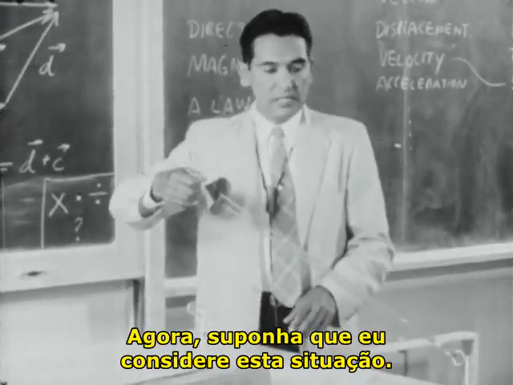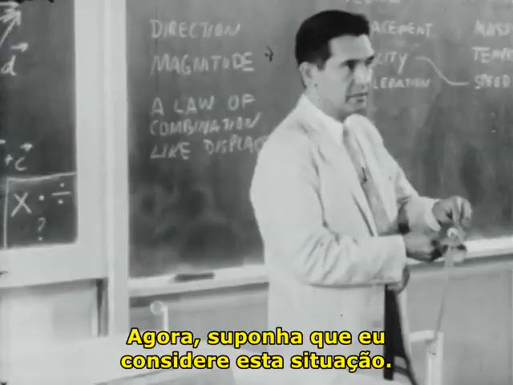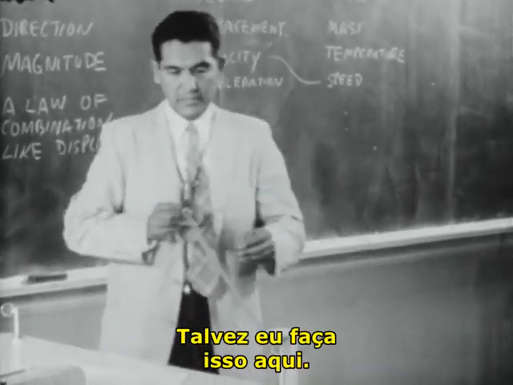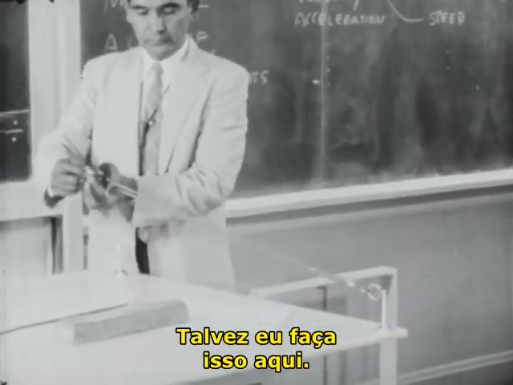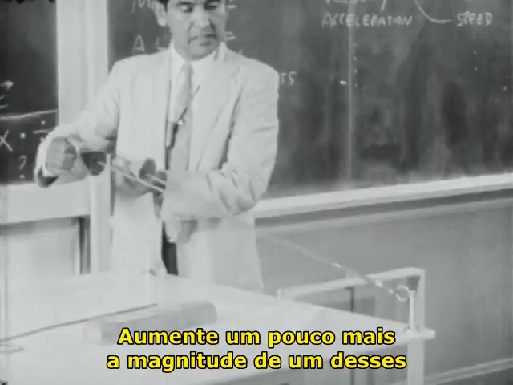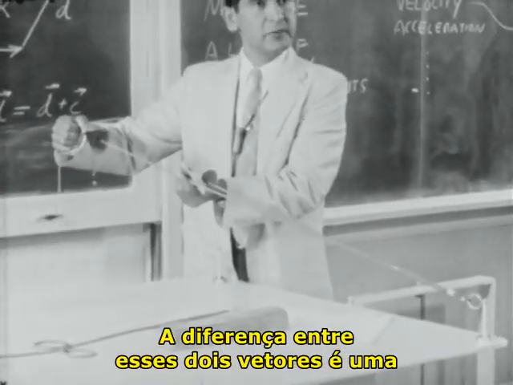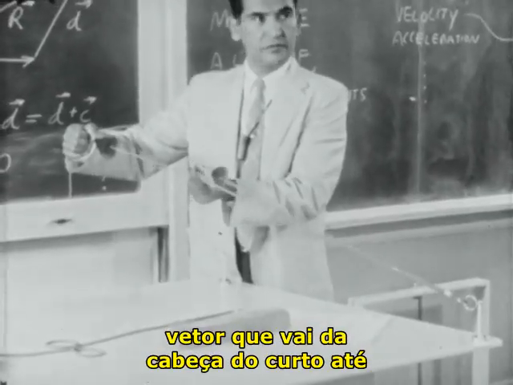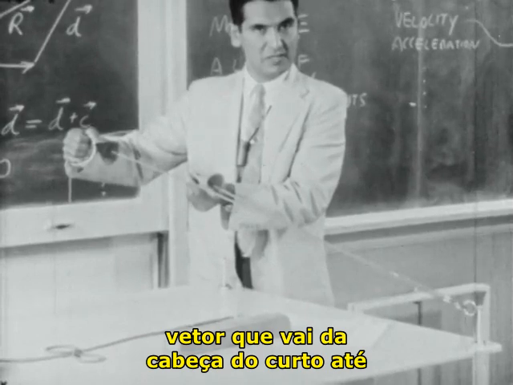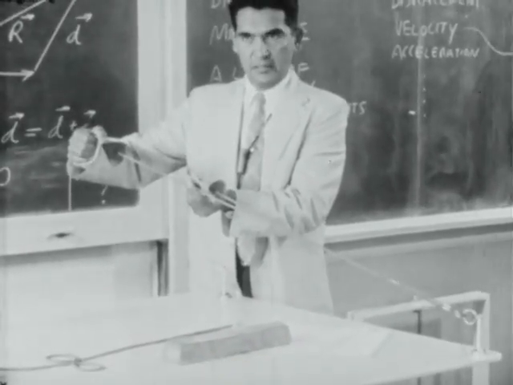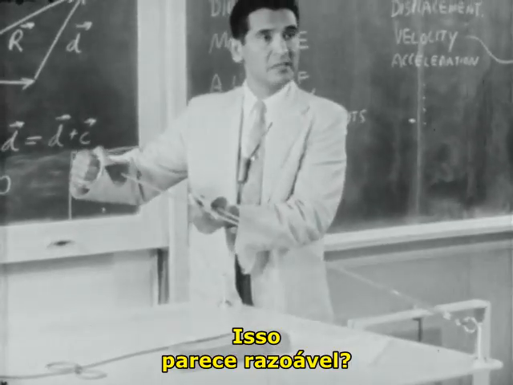All right, now, suppose then I consider this situation. Perhaps I'll do it over here. Make the magnitude of one of these a little bit longer than the other. The difference between these two vectors is a vector that goes from the head of the short one to the head of the long one. Does that seem reasonable?